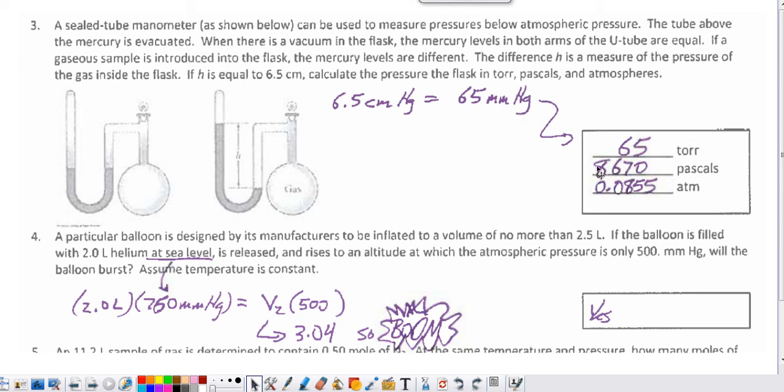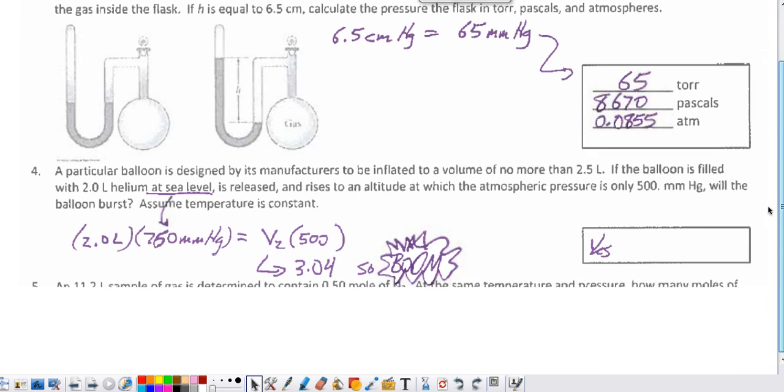There it is in torr, converted to pascals, converted to atmospheres. We don't usually work in pascals. We usually work in kilopascals, so this would be 8.67 kilopascals. So the height is equal to how much the mercury's been shifted. That's it, if it's a closed manometer. We'll talk about an open manometer later. It's slightly different. You have to compensate for atmospheric pressure, but since there's no atmosphere up here, no need to compensate.